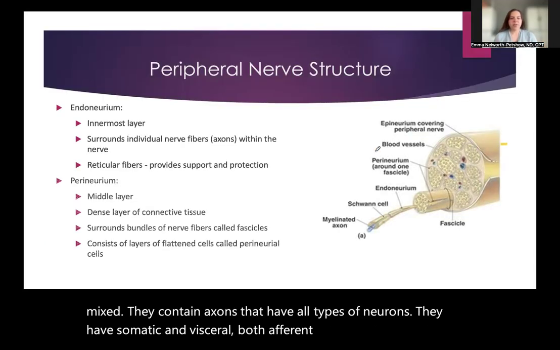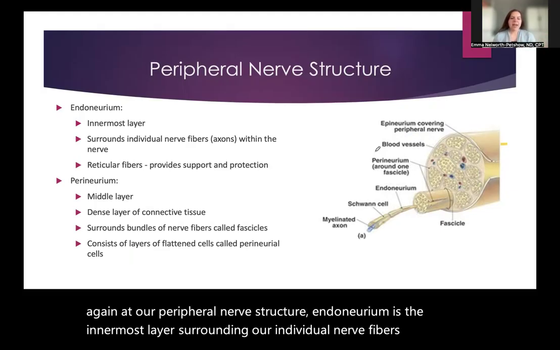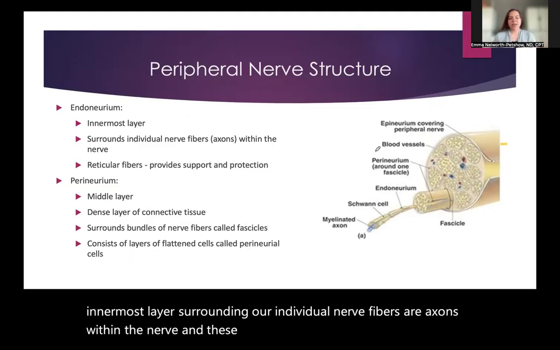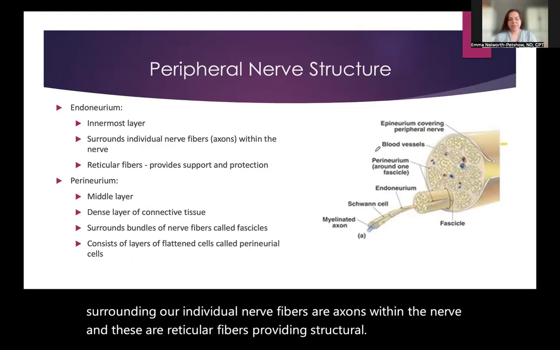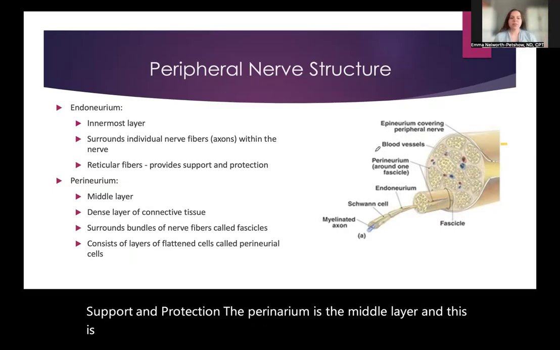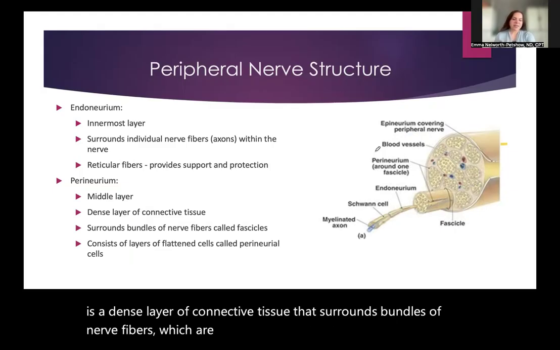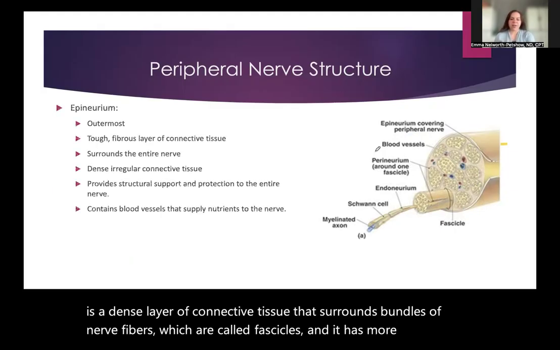Looking again at our peripheral nerve structure, endoneurium is the innermost layer surrounding our individual nerve fibers, or axons, within the nerve, and these are reticular fibers providing structural support and protection. The perineurium is the middle layer, and this is a dense layer of connective tissue that surrounds bundles of nerve fibers, which are called fascicles, and it has more flattened cells, and these are called perineural cells.